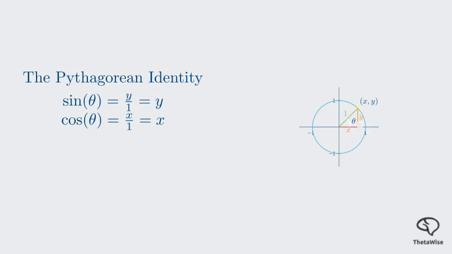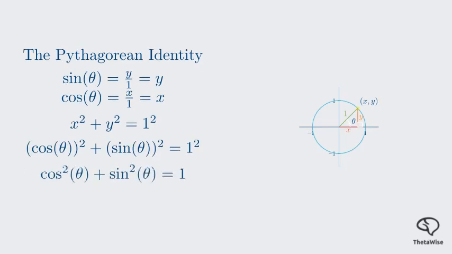Now, let's apply the Pythagorean theorem to this triangle. The theorem states that the square of the adjacent side plus the square of the opposite side equals the square of the hypotenuse. So x squared plus y squared equals 1 squared. Since x is cosine of theta and y is sine of theta, we can substitute those into the equation. This gives us cosine squared of theta plus sine squared of theta equals 1. This is the Pythagorean identity. It's a fundamental relationship that holds true for any angle theta.